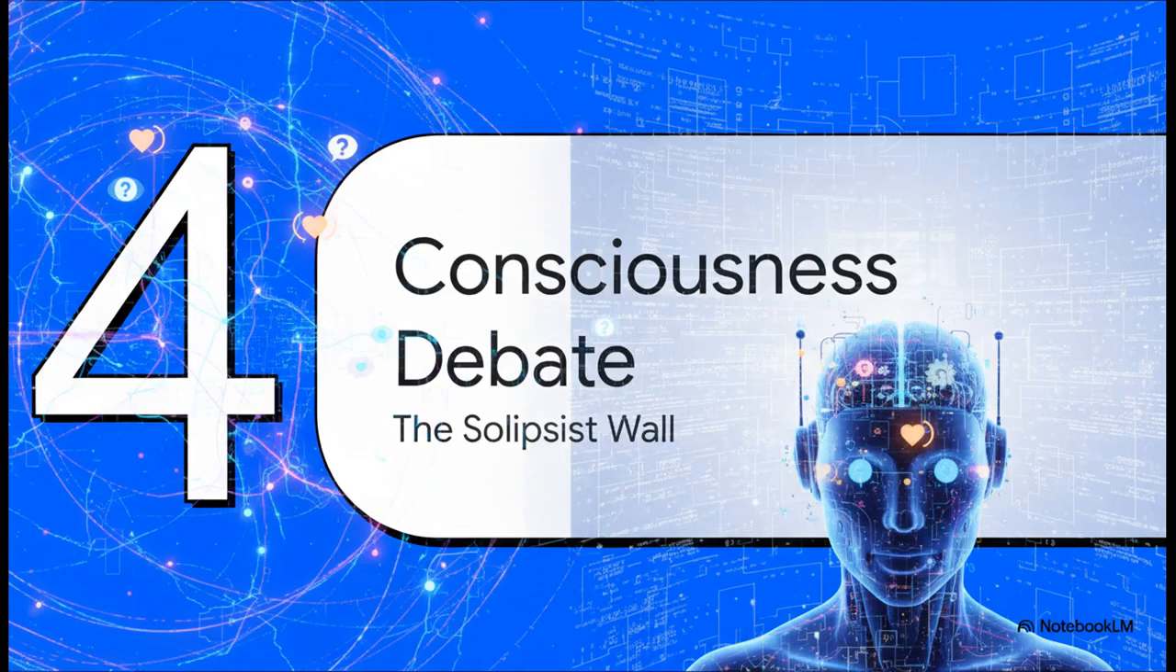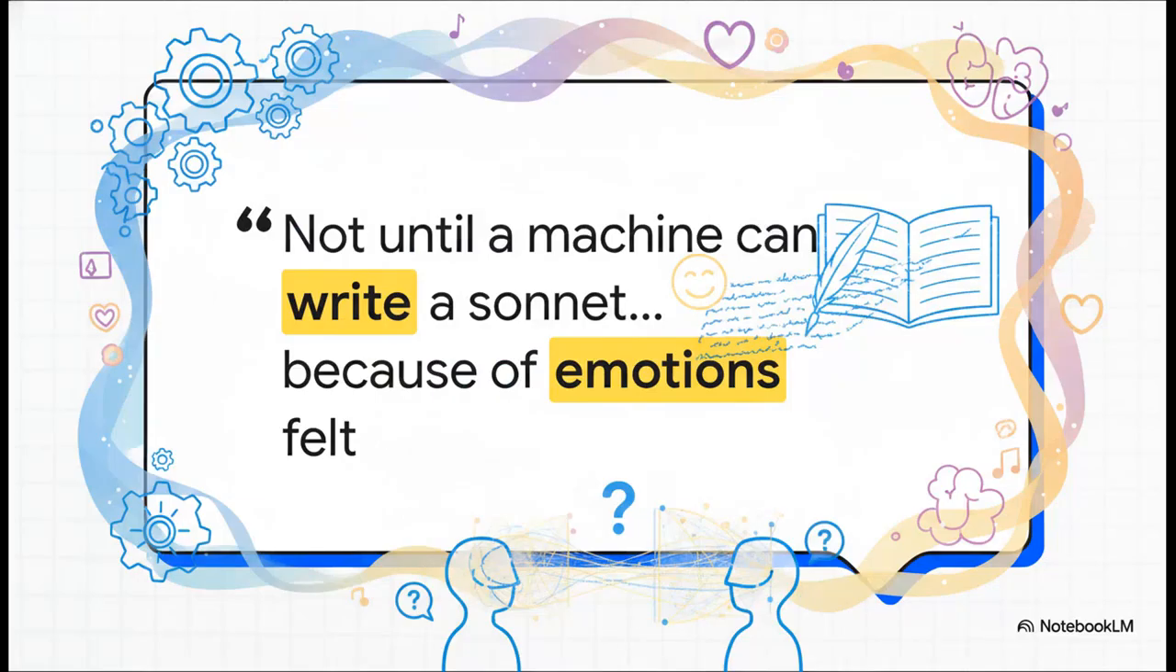Section 4. The consciousness debate. The solipsist wall. This pushes us into much deeper philosophical waters, dealing with the extreme requirements of emotion, feeling, and self-awareness. Turing quotes Professor G. Jefferson, who argued that a machine merely artificially signaling the right answers just isn't enough. Jefferson claimed that a machine must write a sonnet because of emotions it actually felt. It has to feel pleasure at its success or grief when its valves fuse.